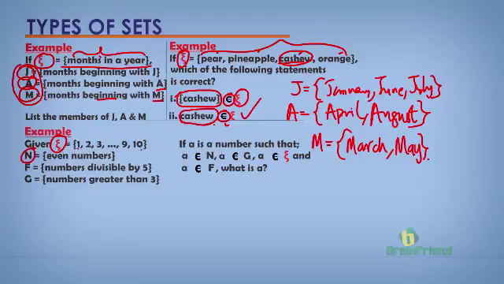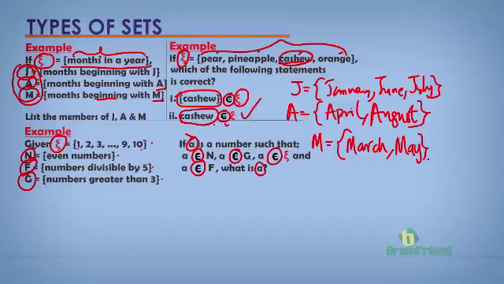N is the set of all even numbers, while F is the set of numbers divisible by 5, and G is the set of numbers greater than 3. If A, which is the quantity we seek to find, is a number such that A is an element of N, A is also an element of G, A is an element of our universal set, and A is an element of our set F. What is A?